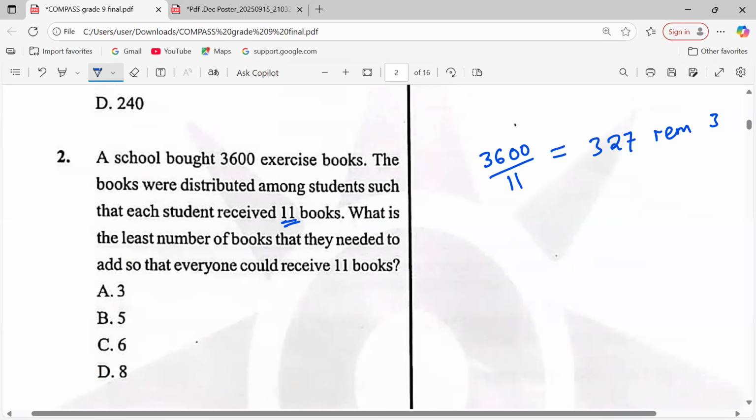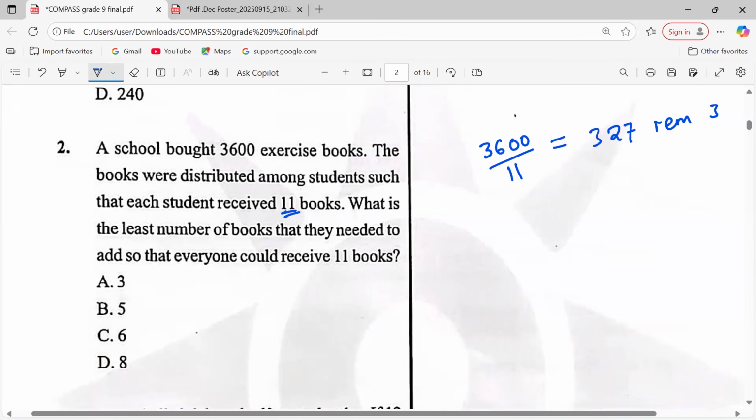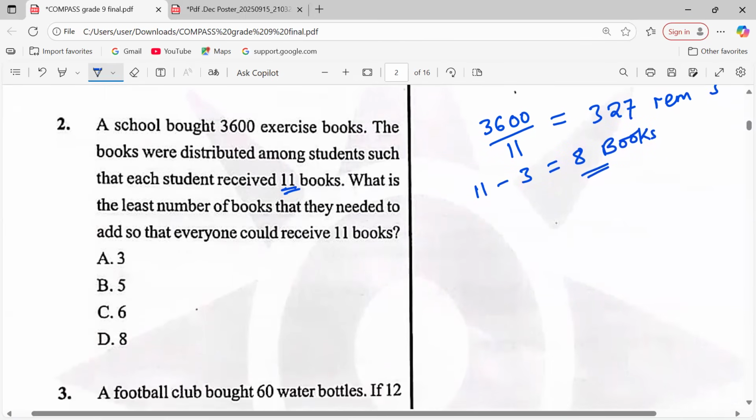If 3 books have remained, to make this a multiple of 11, then we should make 3 also divisible by 11. So how can we make 3 divisible by 11? Because it's the remainder that cannot be divided into 11 books, we take 11 and subtract the 3 that we have. We get 8 more books. When we add 8 books to this particular store, they will be divisible. Therefore, 8 books are required, so that this number becomes a multiple of 11.